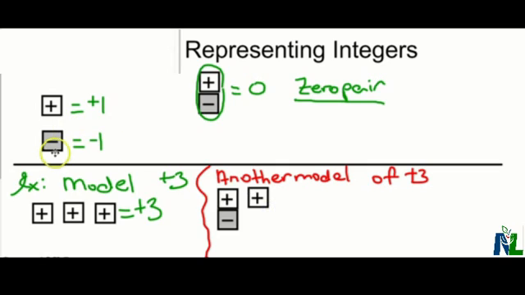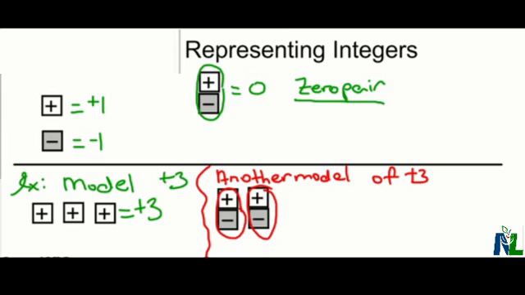I'm going to add another zero pair just because I like to have another one. Still, I have only a zero pair here. I'm going to circle them. I have one zero pair here. I have one zero pair here. I still have not modeled 3 yet.